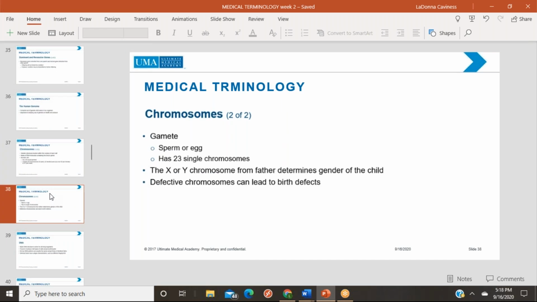Gamete, sperm or egg, has 23 single chromosomes. The X or Y chromosome from father determines gender of the child. Defective chromosomes can lead to birth defects. I found this to be interesting here, very interesting.